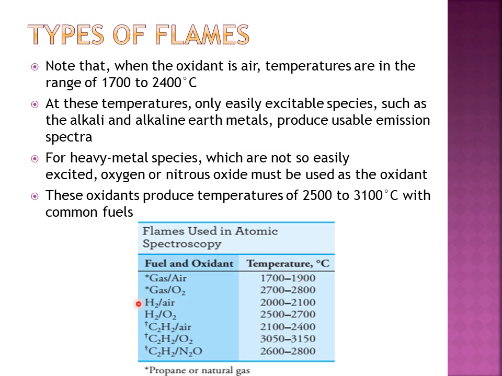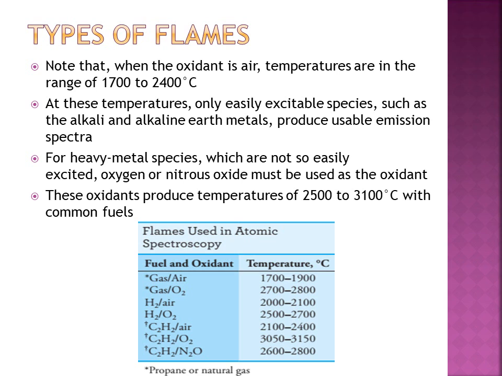Another composition is hydrogen-air. The temperature is 2000 to 2100. Another composition is acetylene-air, and the temperature of the flame is 2100 to 2400. So the overall temperature range when the oxidant is air is 1700 to 2400 degrees centigrade. And at these temperatures, only easily excitable species like alkali metals and alkaline earth metals can be studied by using these types of flames.